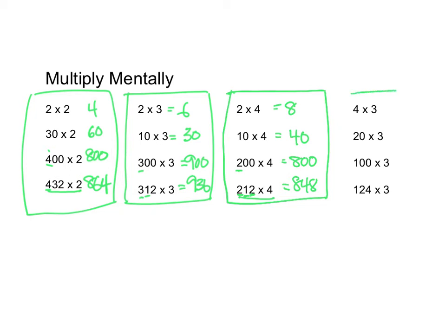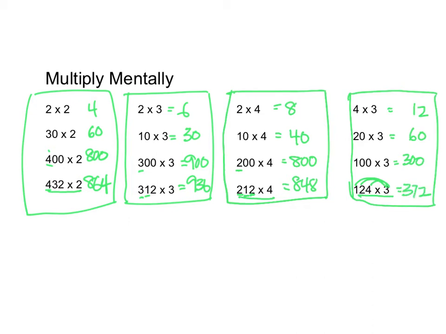The last one, here we're trying to solve 124 times 3. So we'll start with our ones. 4 times 3, well, that's 12. And then we'll go to our tens. We have 2 tens times 3, which is 60. And then last of all, we have 100 times 3, which is 300. When we put that together, then we have 372. So 124 times 3 is 372.